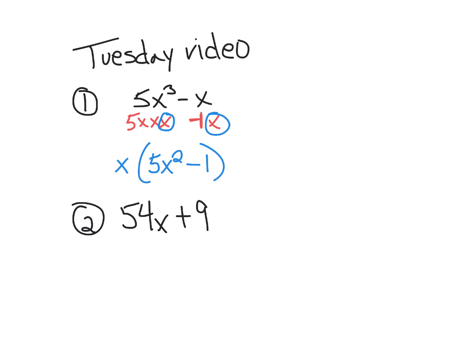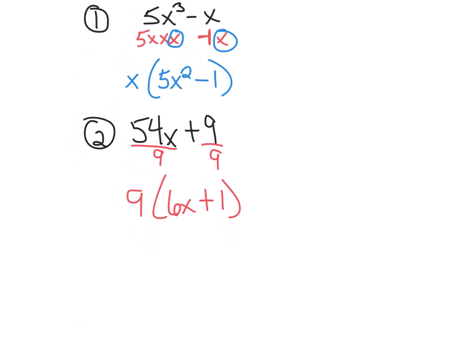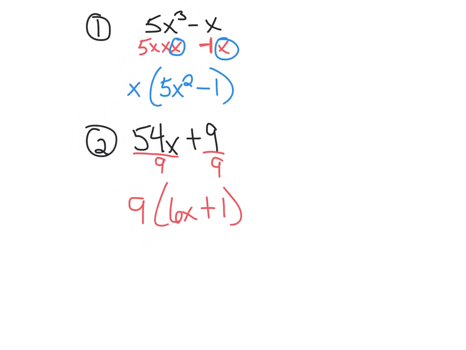Well, 54 can be divided by 9, right? So if I divide each of these things by 9, I'm taking that 9 out. And so I get 6x plus 1. And remember that when you're done, if you take your answer and multiply it, 9 times 6x is 54x plus 9. You should get right back up.